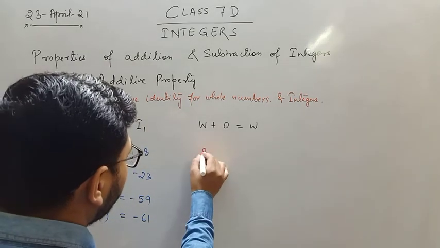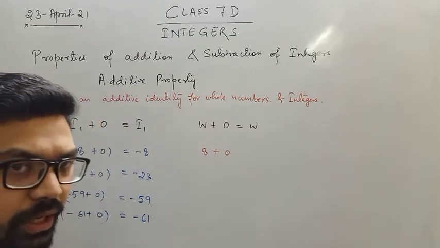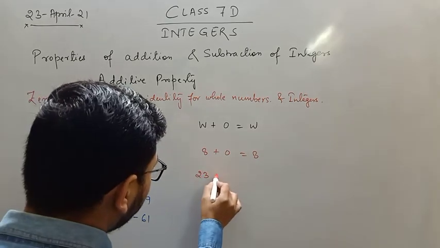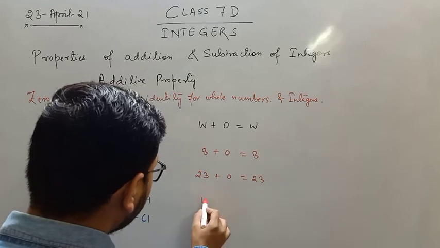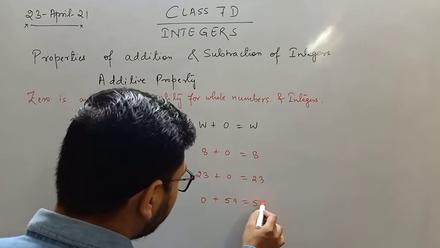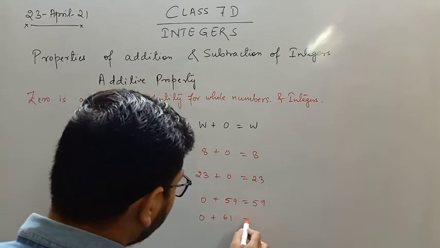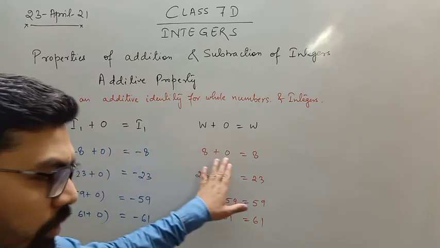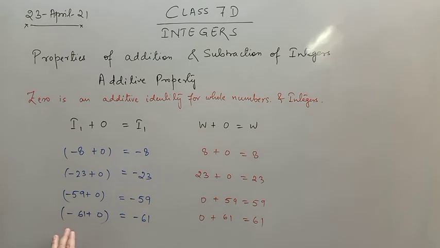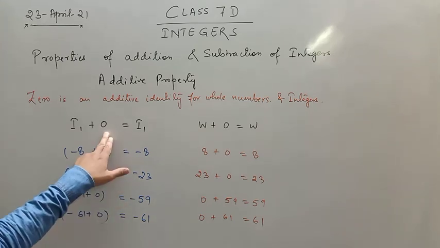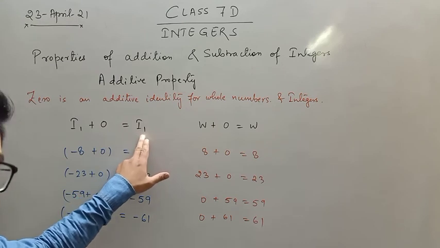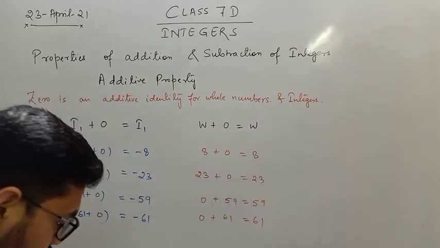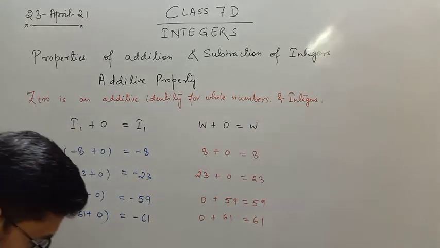Similarly for whole numbers. If you have a whole number 8 and you are adding this 8 with 0, the result will be a whole number. Let's say this is 23 plus 0, again the result will be 23. 0 plus 59, the result will be 59. And 0 plus 61, the result will remain a whole number. So 0 has no effect either on integer or on whole number. So this is the additive property, where additive property says if you add 0 with an integer, the result will remain an integer, and if you add 0 with a whole number, the result will remain a whole number. Please note it down fast, and you can use n number of examples here.